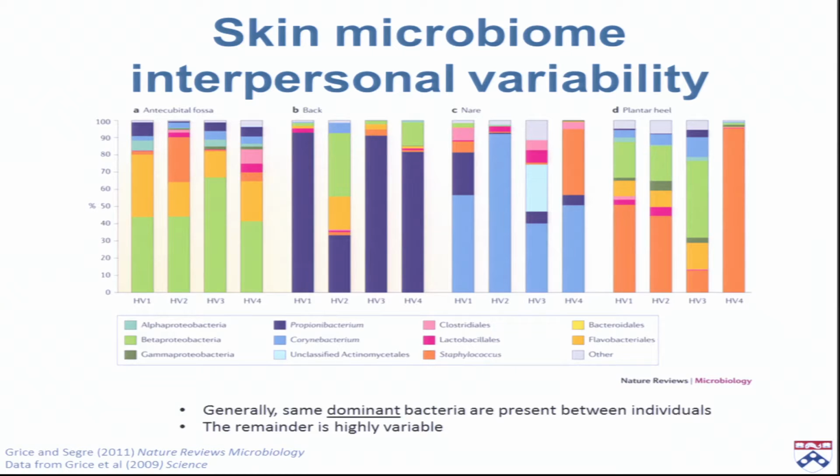And what we find is that generally the same dominant types of bacteria are present between individuals. For example, if you look at this panel B, the back, this dark blue is again the oil-loving Propionibacterium. And generally that's a dominant bacteria in all of these individuals, but it's the remainder that's highly variable. And that makes up the interpersonal variability.